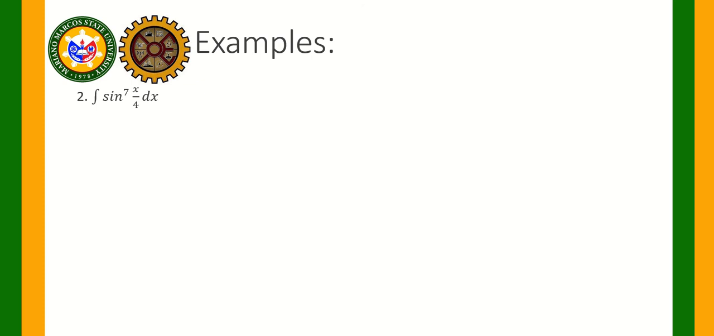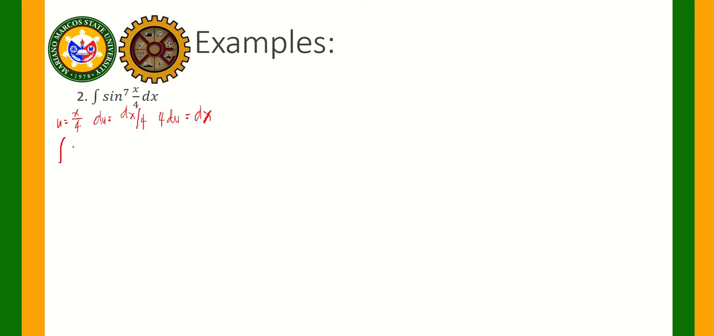Okay, so let's try to solve example number 2, the integral of sine raised to 7 of x over 4 dx. So, let u be equal to x over 4. Your du will be equal to dx over 4. Therefore, 4 du is equal to dx.